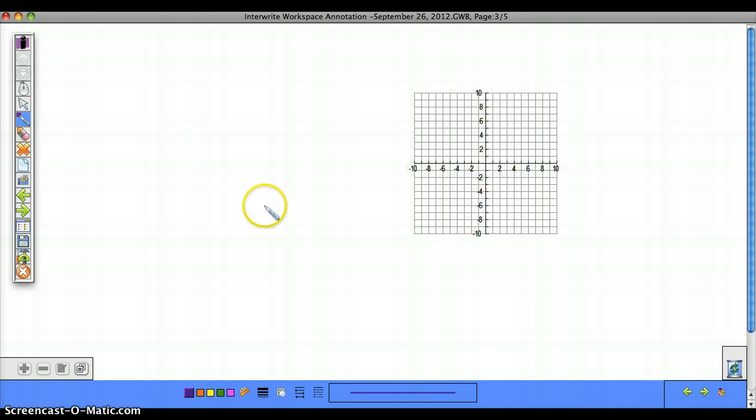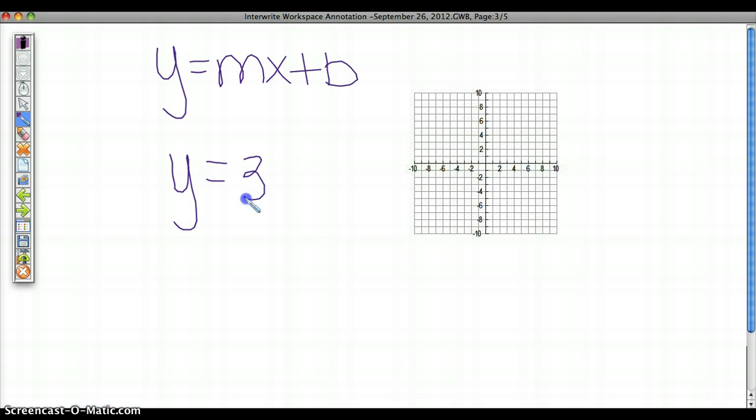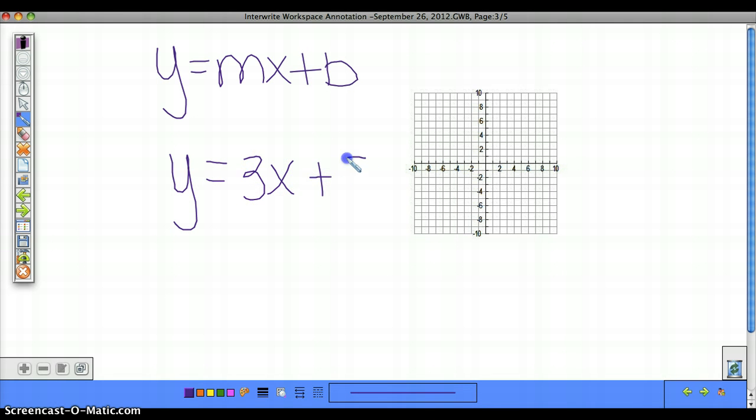So for an example, in slope-intercept form, I'll remind you what it is up here. Let's graph the line y equals 3x plus 5. Now my slope here is whatever's being multiplied to x, so 3. My y-intercept here is b, which is 5. So if my y-intercept is 5, that means on my y-axis, right here, I am going to cross at 0, 5.